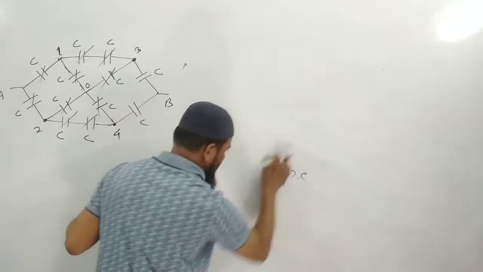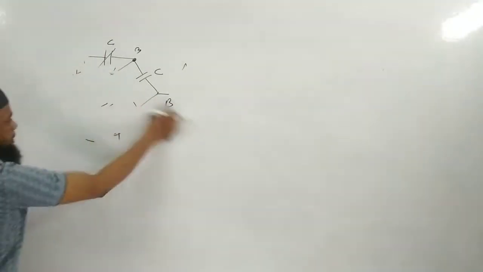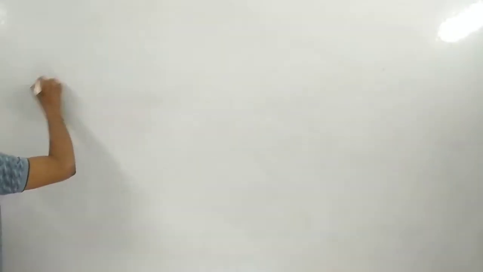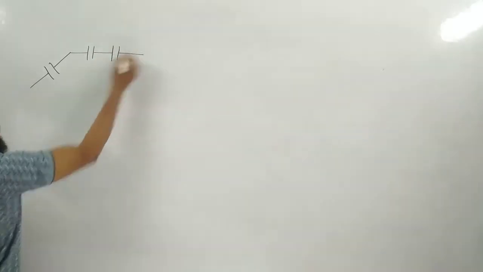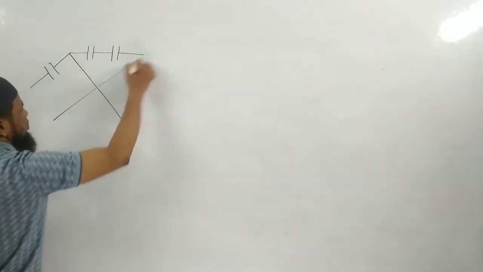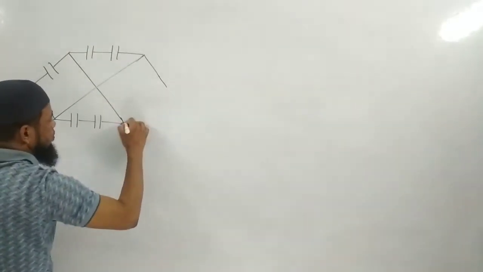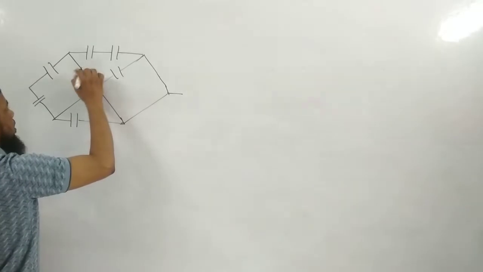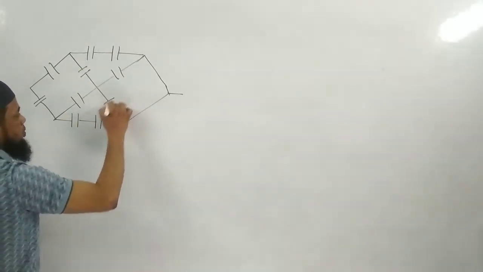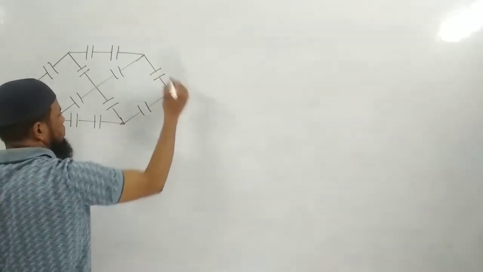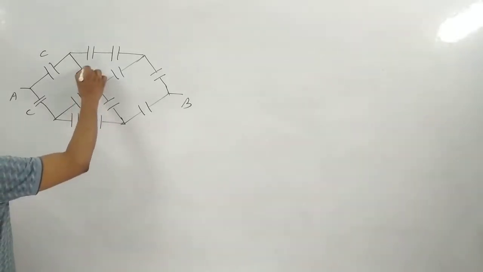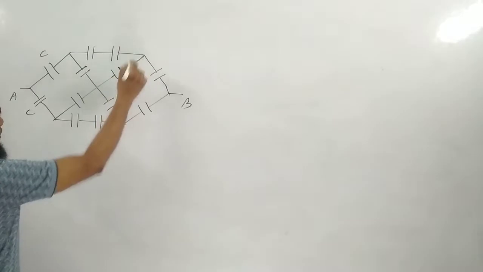Let me show it quickly. Otherwise, the video will become very lengthy. Okay. Same circuit. Everywhere C. All right, we have this A. Rest all capacitances are C. Now how can we solve it a different way? Okay, listen carefully. In this particular circuit, what else can we do?